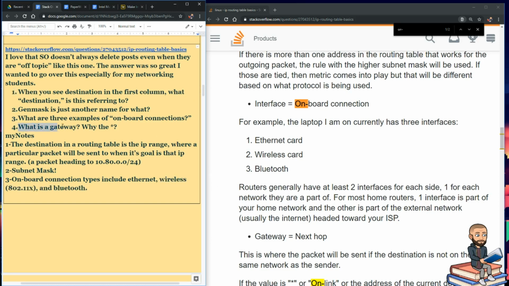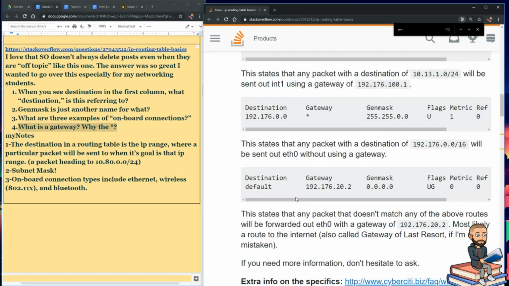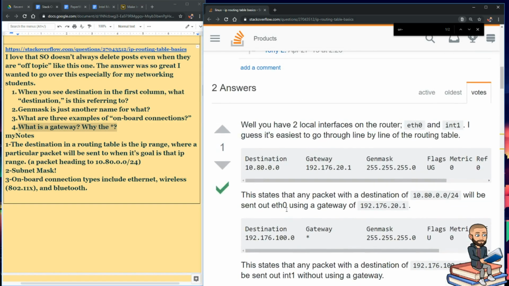Now the next one, I'm going to use a picture to help me answer. It says, what is a gateway, and then why the star? So first of all, a gateway is a router. You may have heard me say that before.